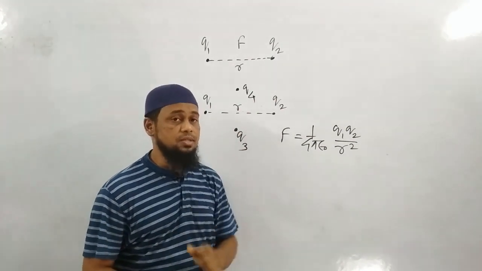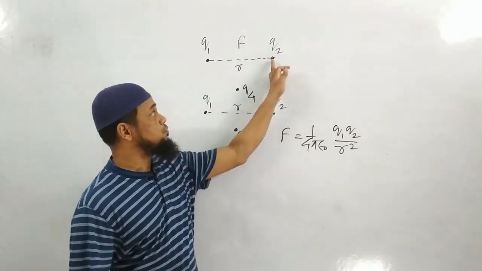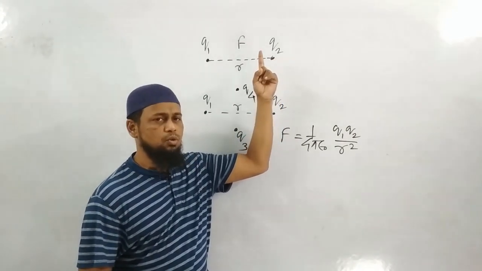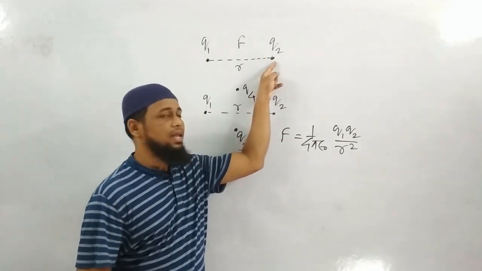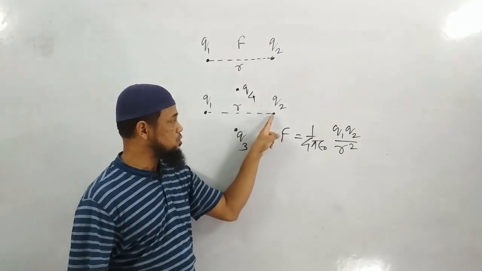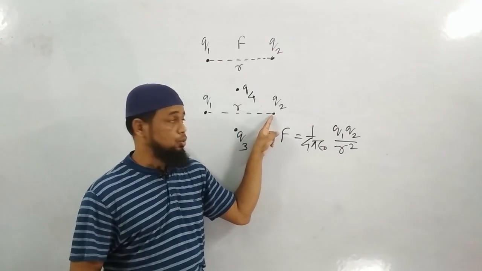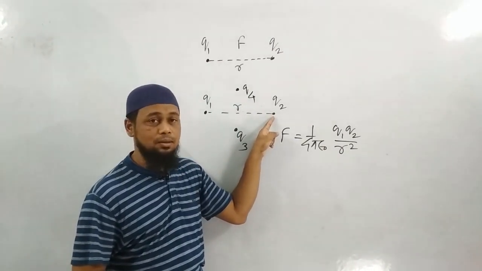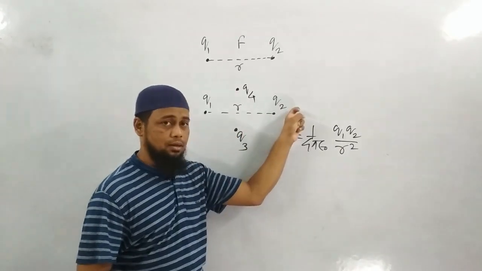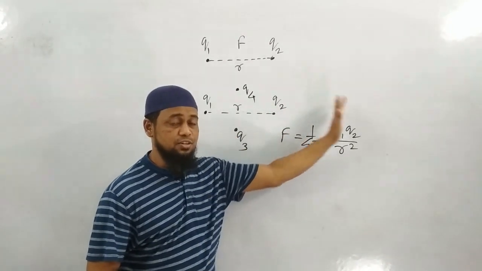Okay, if the question is asked like this, what is the net force on Q2 here? Net force on Q2 means there is only one force. Who will exert? Q1 will exert. But in this particular situation, if they ask you what is the net force on Q2, we'll say net force on Q2 is nothing but the sum of the forces by 1, by 4, by 3. Okay, that is a different issue.